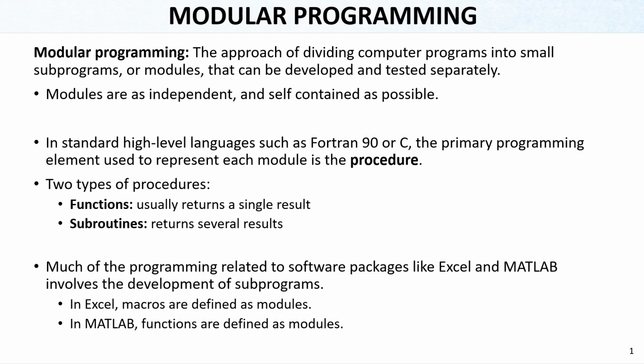We can have some small pieces of code and we can combine them to have the final complete code actually. And this makes things easier. And modules are as independent and self-contained as possible so that we can use them in a generalized sense. In standard high-level languages such as Fortran 90 and C, the primary programming element used to represent each module is called a procedure. And there are two types of procedures, functions and subroutines. Functions usually return a single result, while subroutines return several results. So these are two types of procedures that we use, and usually the functions are the most general ones.